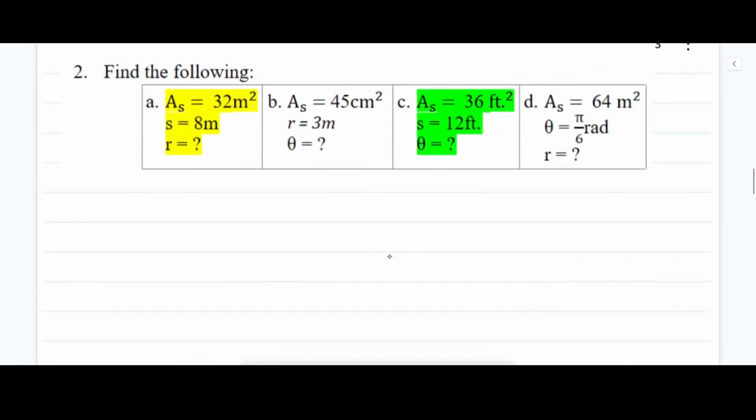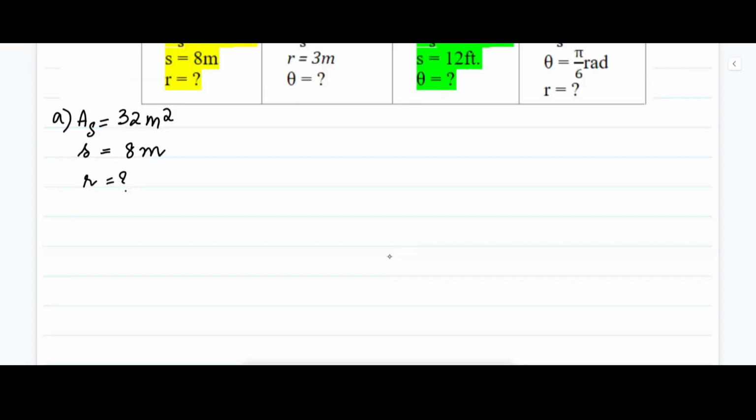So here they have asked us to find out the missing terms. So the first one, they have given us the area of the sector and the arc length, and using these two data we have to find out the radius of the circle. So therefore, first let us write down the formula for area of the sector and the arc length.